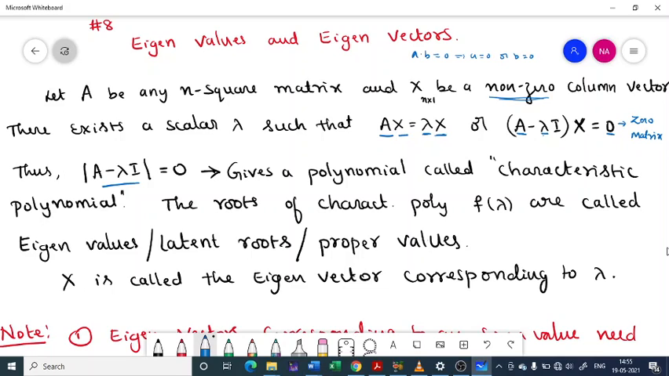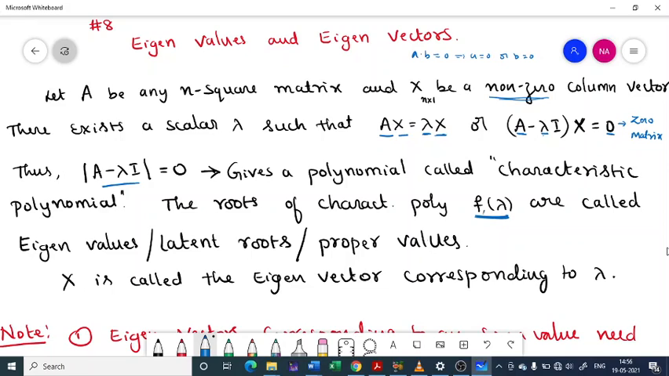Characteristic polynomial of the matrix A. Now, the roots of the characteristic polynomial, usually, yes, one point I forgot there. The characteristic polynomial is usually denoted by f of lambda. Why is it denoted by f of lambda? Because the characteristic polynomial will be in terms of lambda. So it is a polynomial of degree n in the variable lambda. So generally we use f of lambda to denote the characteristic polynomial.